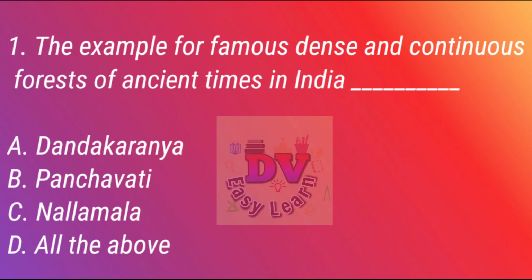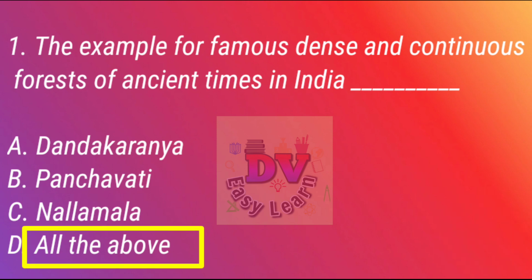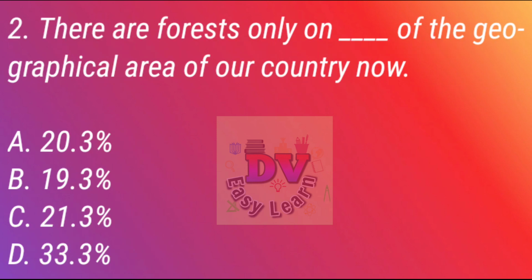Question number 1. The example for famous dense and continuous forests of ancient times in India. Correct answer, all the above. Dandakaranya, Panchavati, Nallamala. Question number 2. There are forests only on dash of the geographical area of our country now. Correct answer, 19.3%.